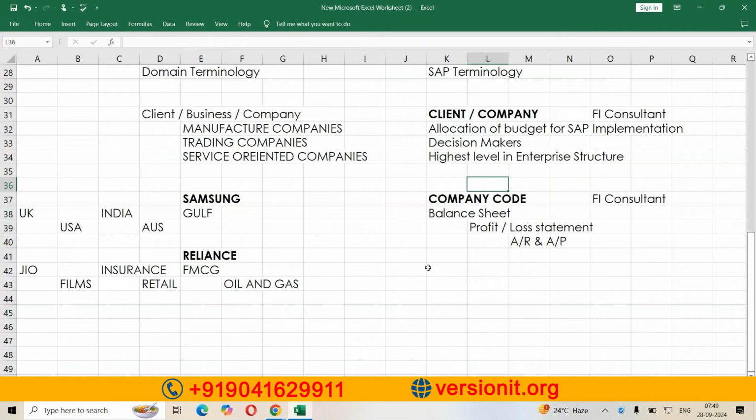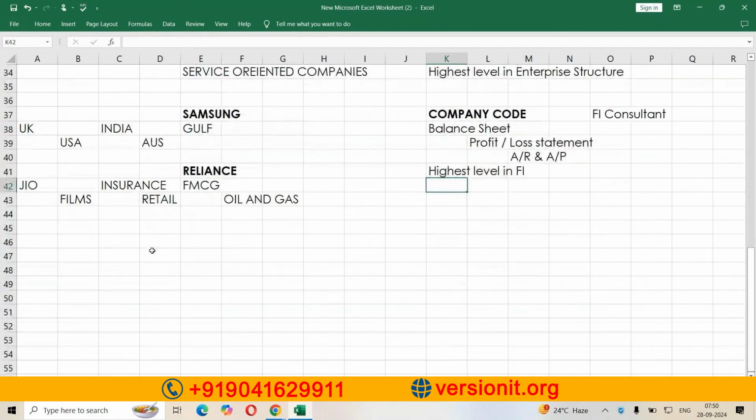Now in the same way, we call this the highest level. Each module is going to have one organizational unit as its highest level. So in FI, company code is going to be the highest level. You're going to have company as the highest level in enterprise structure. In the finance module, it is going to be company code.